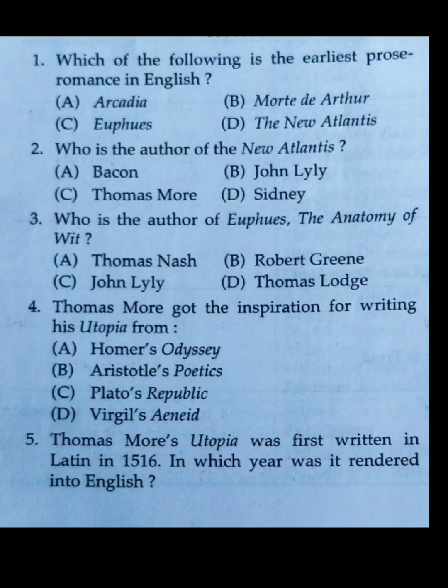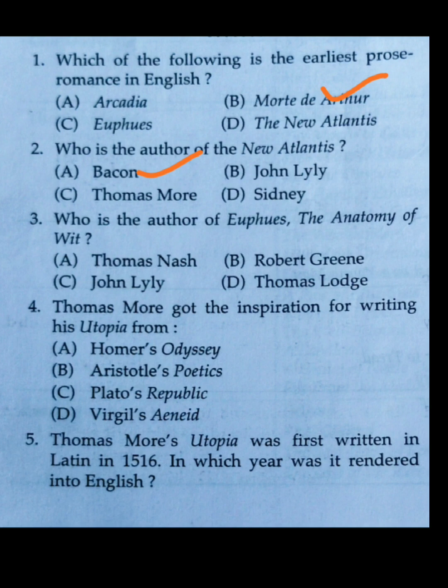The very first question is, which of the following is the earliest prose romance in English? Here the correct answer is answer B, Mort d'Arthur. So the earliest prose romance in English is Mort d'Arthur. Next one, who is the author of the New Atlantis? Here the correct answer is option A, Bacon. Bacon is the author of New Atlantis.